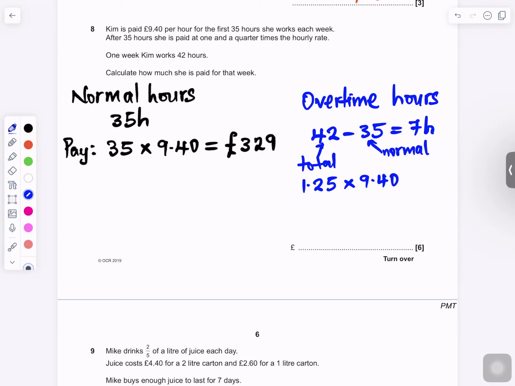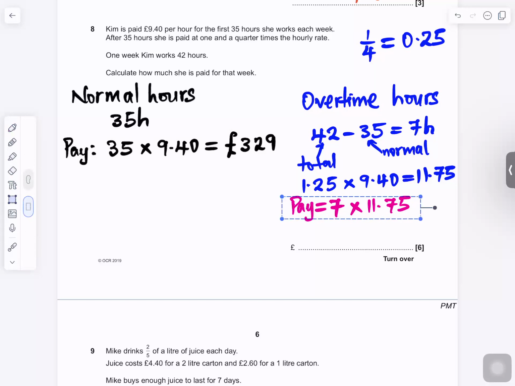Okay. One quarter is 0.25. You happy with that? Yeah. So one and one quarter, that's why I got 1.25 times 9 pound 40. It gives you £11.75. Perfect. So the pay is 7 hours times 11 pound 75. That gives you 82.25.